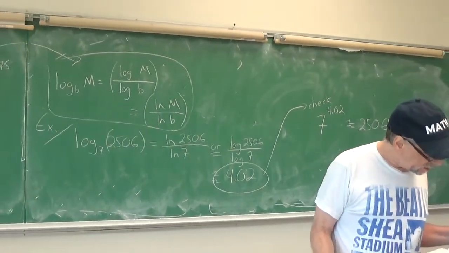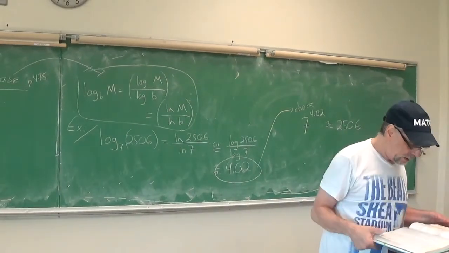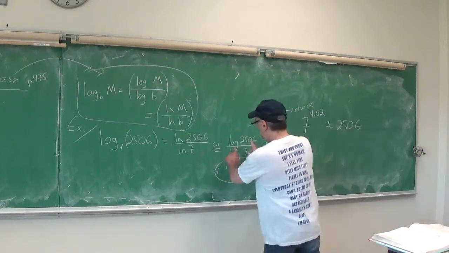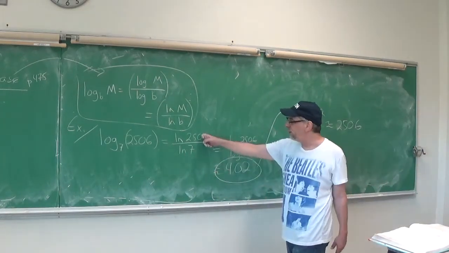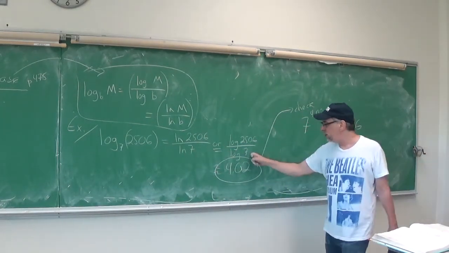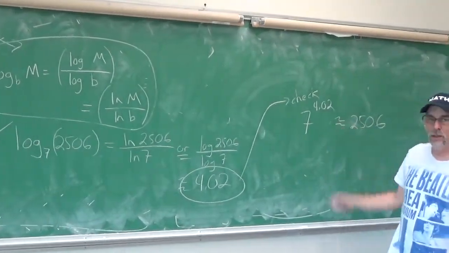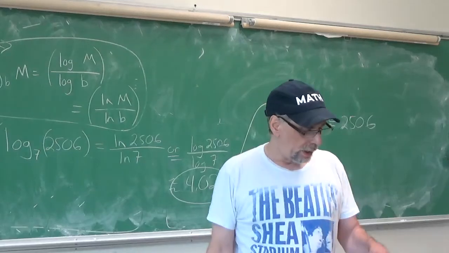Is there anything else here? All right, let's do one. Well, actually, the other one is just using base 10 or base e. Either one you use, ln or log, you should still get this same number, and then the check should work. All right, we're good.